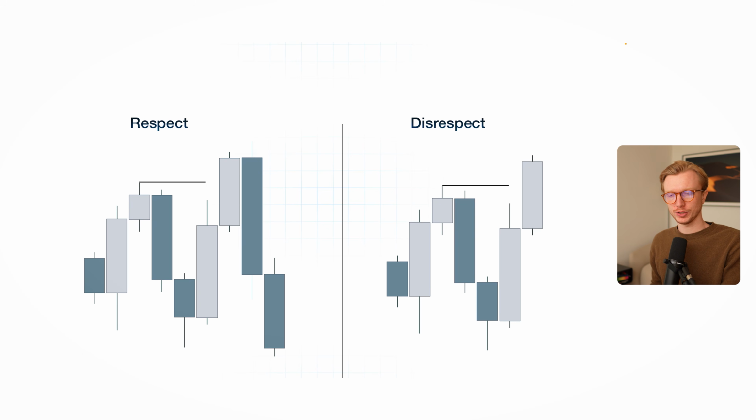But if we're disrespecting that swing high right there, instead of rejecting away from it, we are actually continuing higher and disrespecting it. Now, as you might know, the respect right there is what you would call a sweep of liquidity. The disrespect right there is where we are often running the liquidity, so we are continuing higher instead.